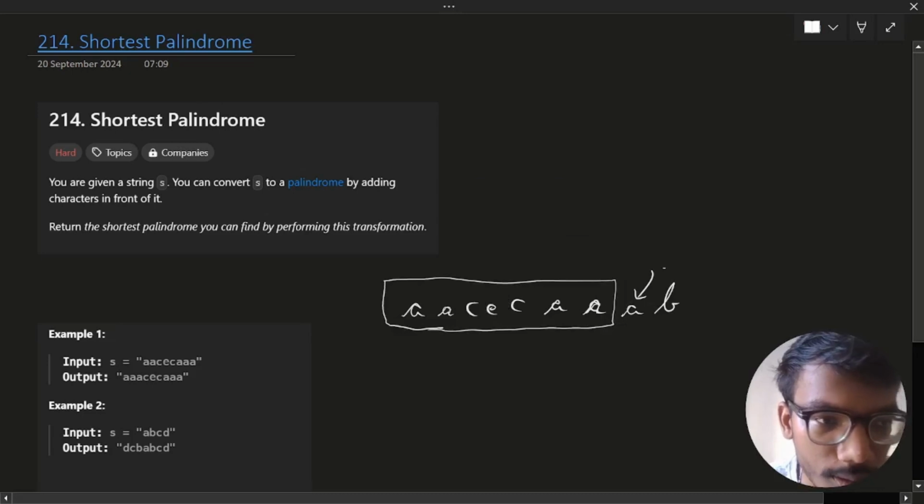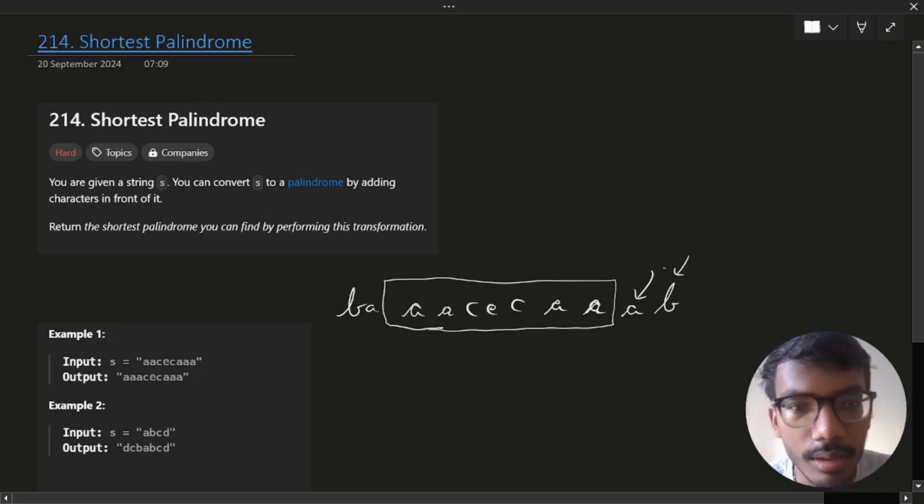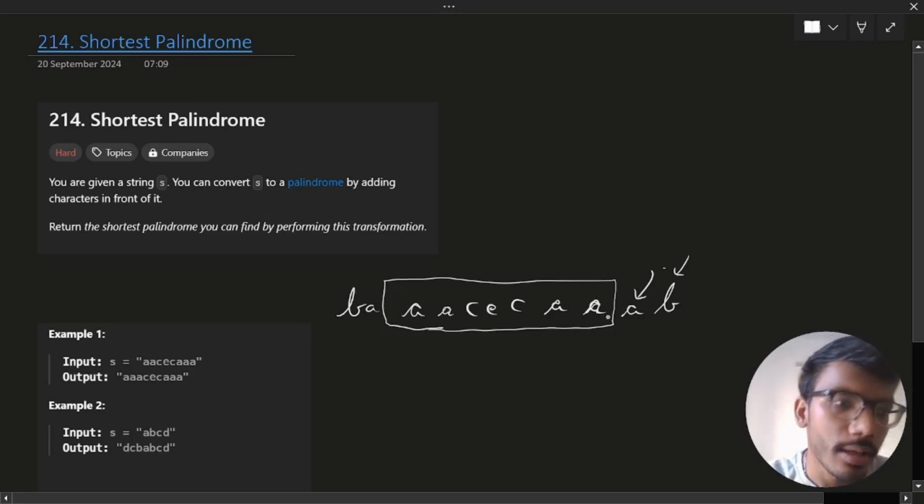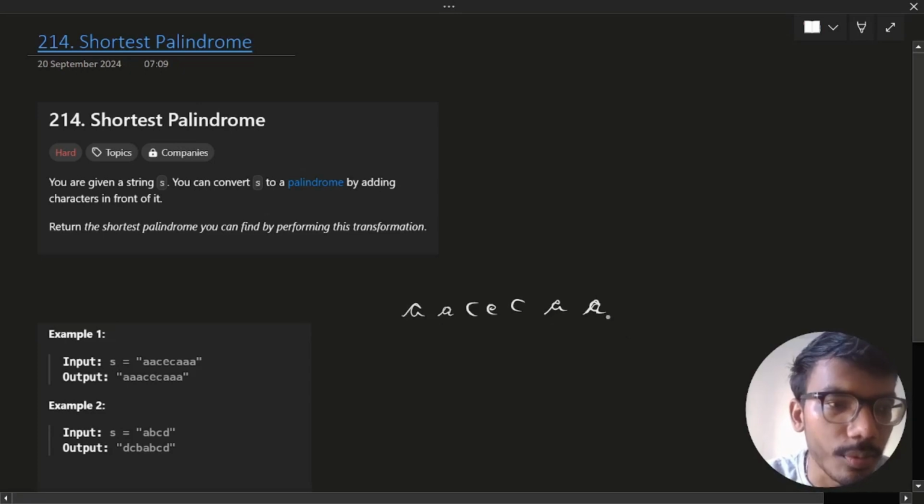Let us say I am having a b here. So these two characters are causing me a problem. I have to add b a, and I have to add it in reverse fashion. So how can you approach the problem?